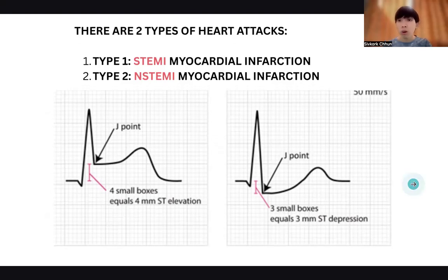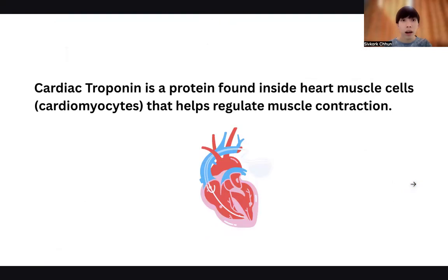Here I just explained the cardiac troponin. Cardiac troponin is a protein found inside the heart muscle cells that regulates muscle contraction. Again, the heart muscle cells we call cardiomyocytes, and cardiac troponin is a protein found inside those cells. It helps with muscle contraction, and the more it leaks into the bloodstream, the more it can detect heart injuries.